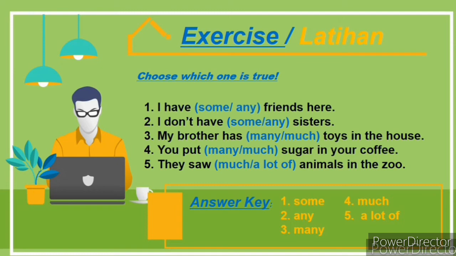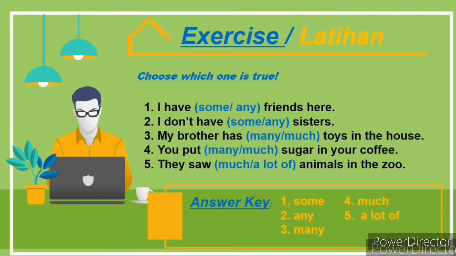I have blah blah blah friends here. Which one is true? Some or any? That's really good. The best answer is some. And then what about number 2? I don't have blah blah blah sisters. Which one is true? Some atau any? That's great. The best answer is any karena menggunakan kalimat negatif.